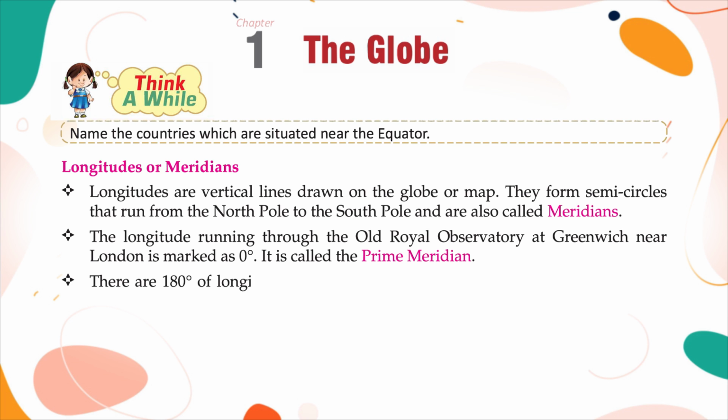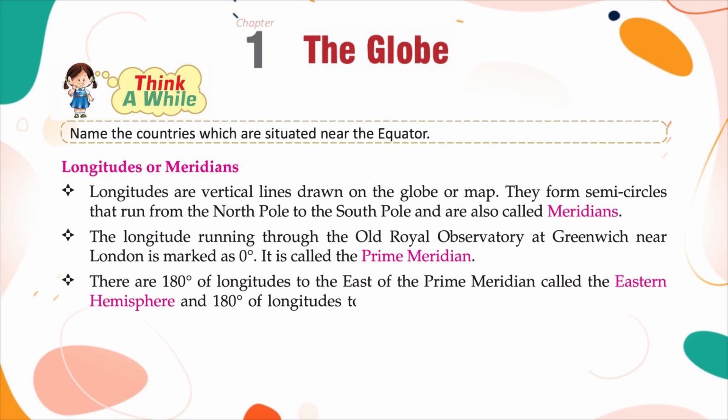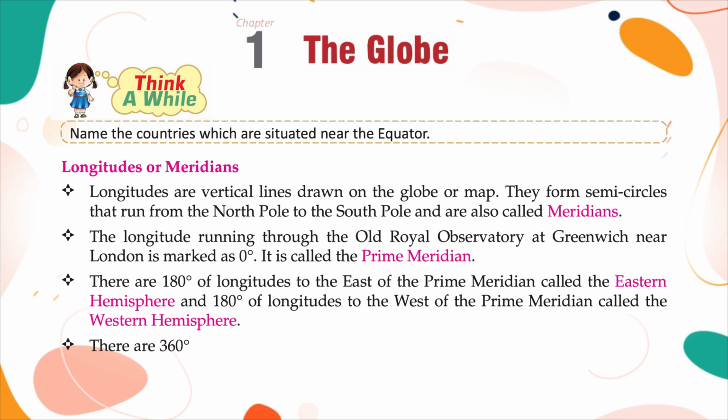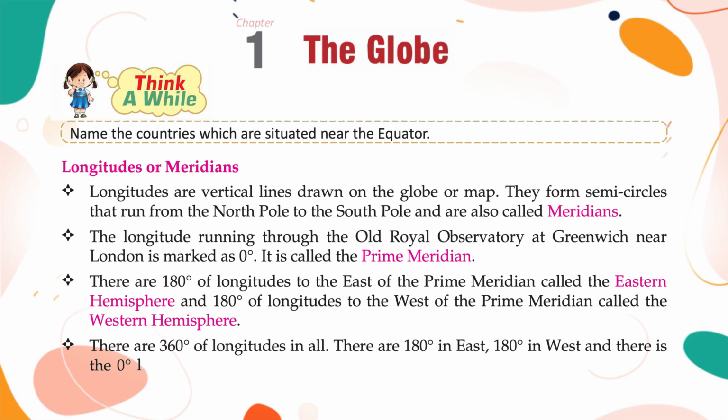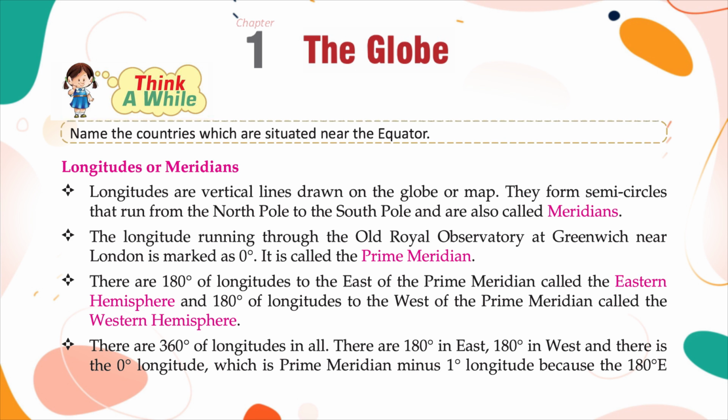There are 180 degrees of longitudes to the east of the prime meridian, called the Eastern Hemisphere, and 180 degrees of longitudes to the west of the prime meridian, called the Western Hemisphere. There are 360 degrees of longitudes in all. There are 180 degrees in east, 180 degrees in west, and there is the 0 degrees longitude, which is the prime meridian, minus 1 degree longitude, because the 180 degree E and 180 degree W is the same longitude.